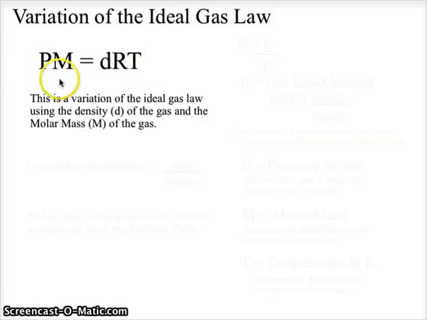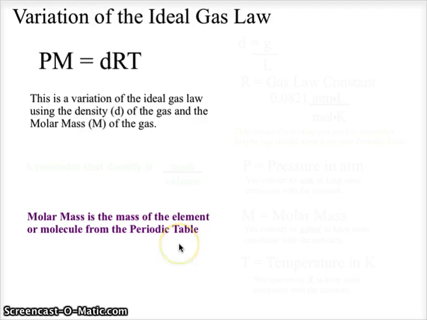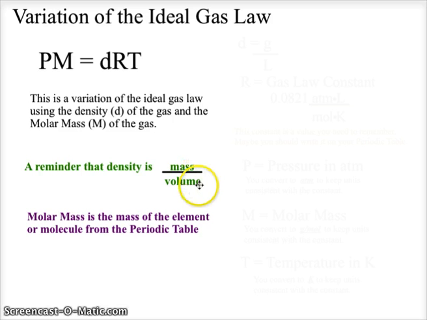P is pressure, as we've seen before. M is going to be our molar mass. D is going to be the density. R is the gas law constant, which does not change. And temperature is going to be in Kelvin, as we've seen before. Now the molar mass is the mass of the element or molecule from the periodic table, which we have looked at before, and a reminder that density is the mass divided by the volume. So density is grams over liters. That will be the units we use for this.